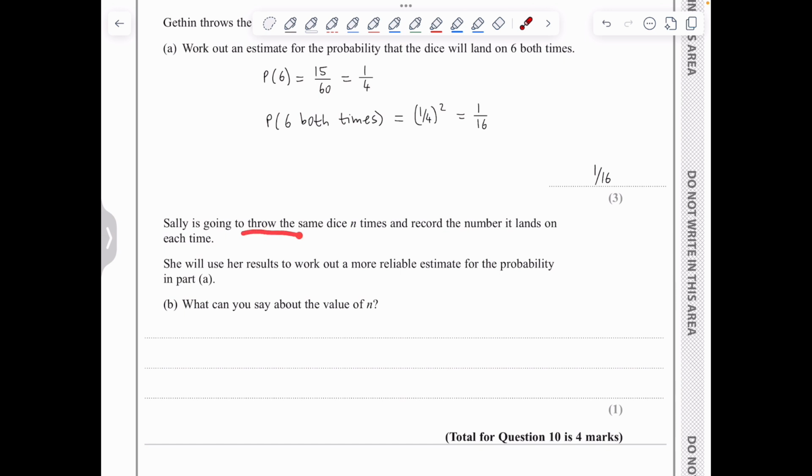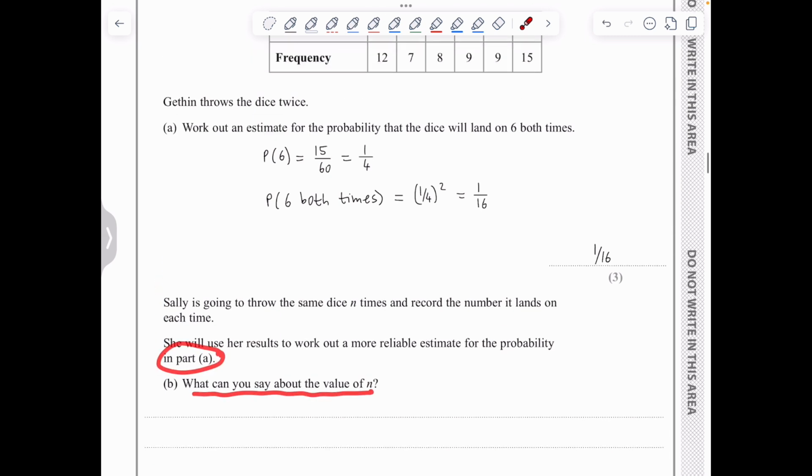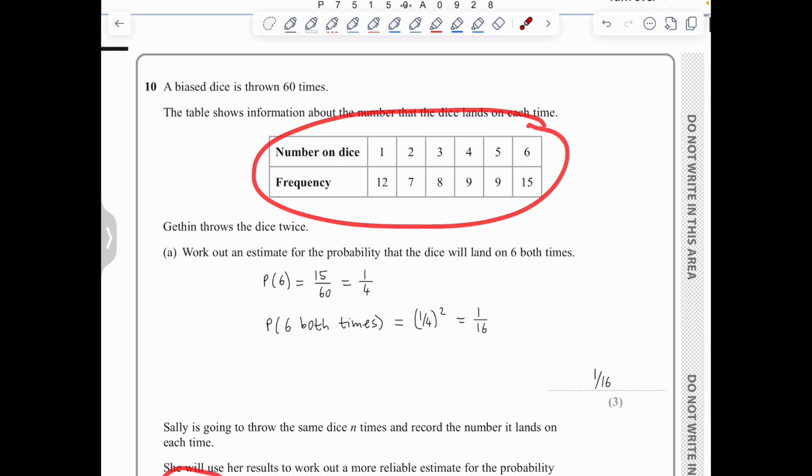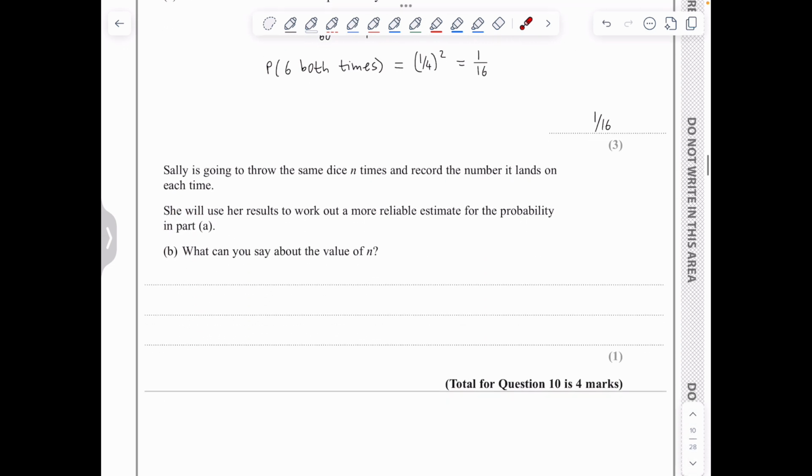Now Sally is going to throw the same dice n times and record the number it lands on each time. She will now be using her results to work out a more reliable estimate for the probability in part A. And what can we say about the value of n? Well, the table here was based on a total of 60 rolls. So for a more reliable estimate, we need to have more than 60 rolls, so that we've got a bigger sample size, and therefore this results to a more reliable estimate.